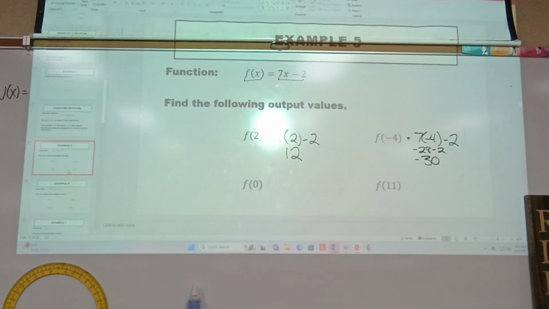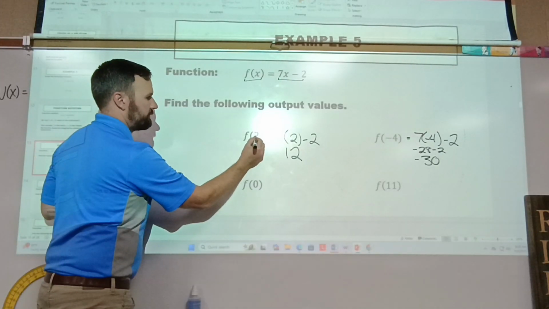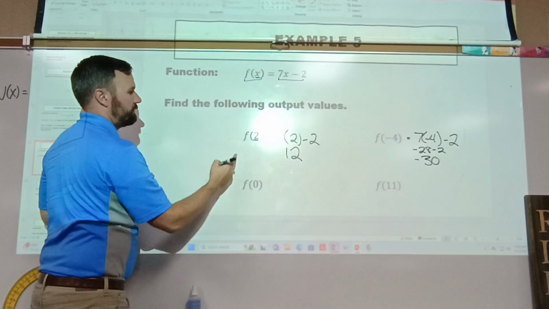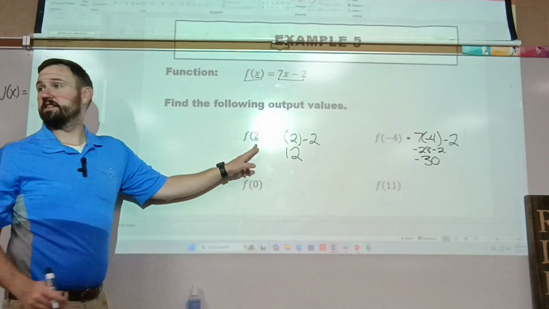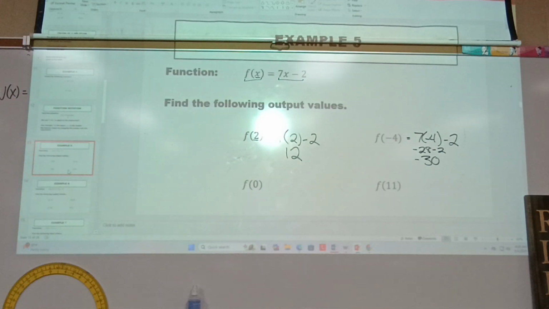That's going to be the biggest advice I can give you. So how come we don't plug in the 2 for the x of f of x? Oh, you did, though. Yeah, because they're telling you, that's what they're asking. They're saying when we plug in 2 for that x. Okay, are we okay on this?